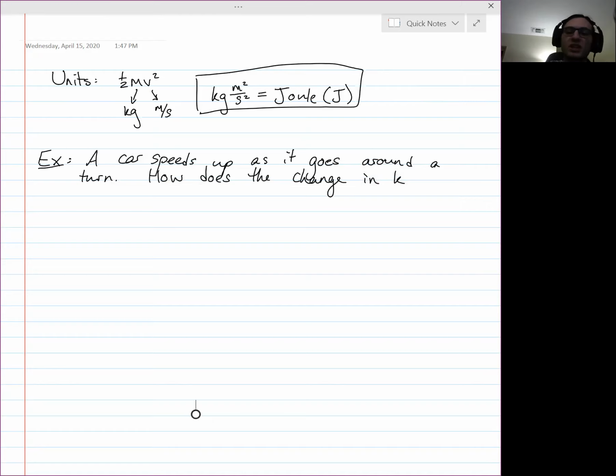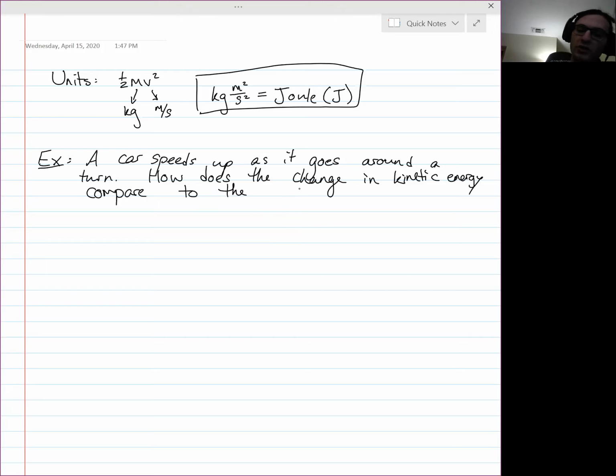Right. So a car speeds up as it goes around a turn. How does the change in kinetic energy compare to the product of the magnitude of the accelerating force and the arc length of the turn? Meaning, let's say I apply some force. Well, we know a force has units of kilograms meters per second squared. That's a Newton. Times a length, which has units of meters, that would also have units of joules. So the question that we're asking is: is the change in kinetic energy of a car going around a turn while speeding up equal to, greater than, or less than just multiplying the force by the length it traveled?